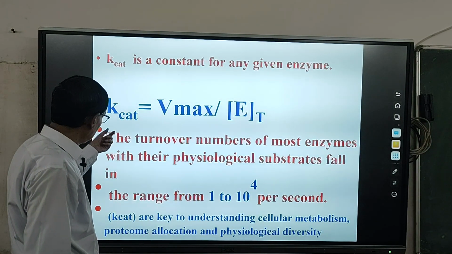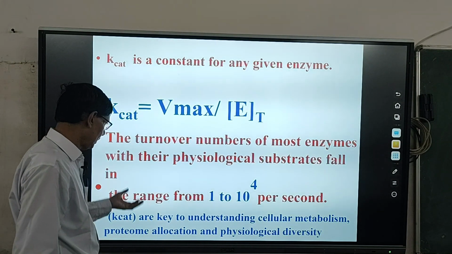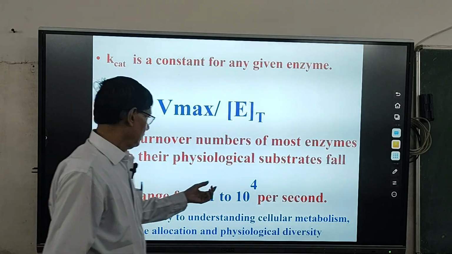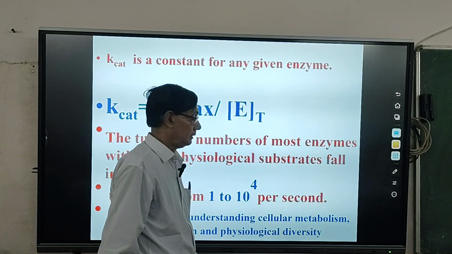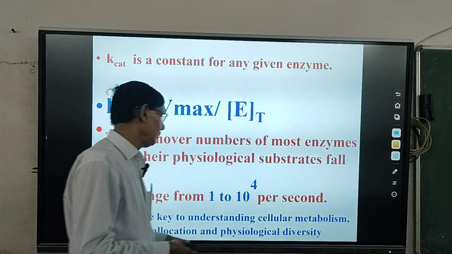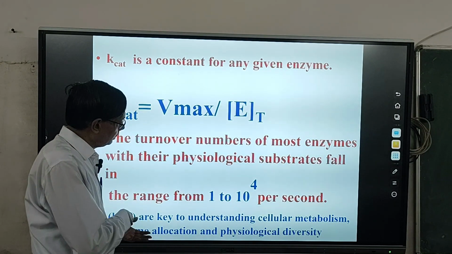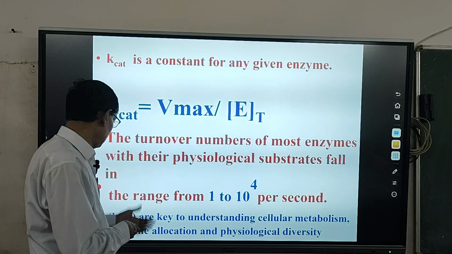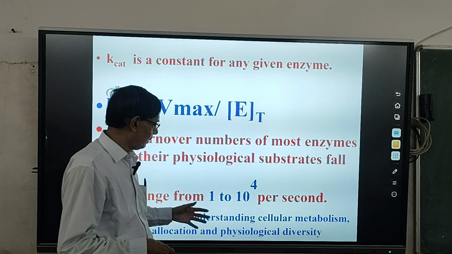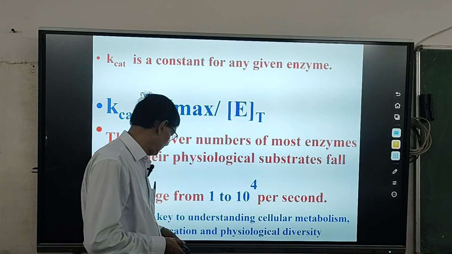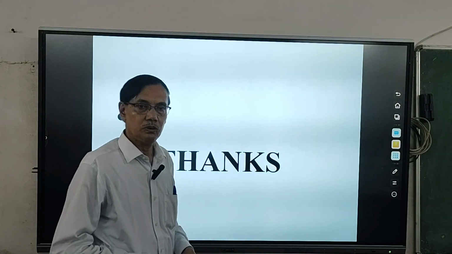And turnover number is also very important, and the value of this turnover number is 1 into 10 to the power 4 per second. Maybe high, less than that. And as I told you in my starting point, all such type of Km values or the K catalytic values and turnover number are based on, or the application of this part is in understanding the cellular metabolism as well as some physiological diversity. So thank you very much.